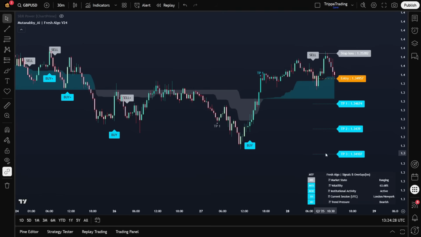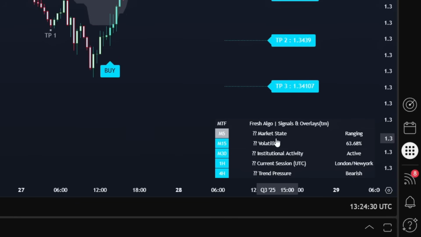It also has a multi-time frame dashboard showing the overall trend, volatility, and whether the market is trending or ranging. That way, you're not taking signals blindly. You know if the bigger picture supports the trade.